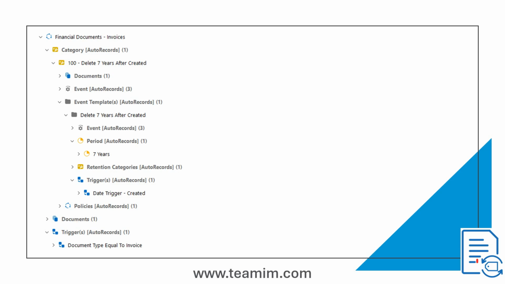date. When we look at these configurations in the mFiles 360-degree view, we can see each of the configuration objects and how they relate to each other. The policy has a retention category and a trigger. The retention category has an event template which has a period and a trigger. As we run AutoRecords, documents will be assigned to the policy and retention category, and events will be scheduled.